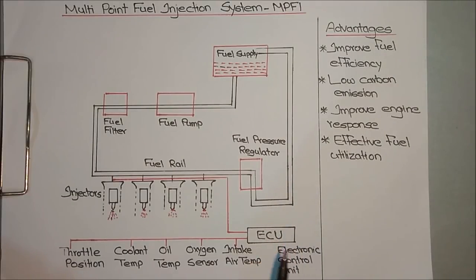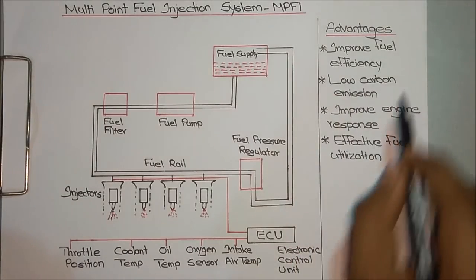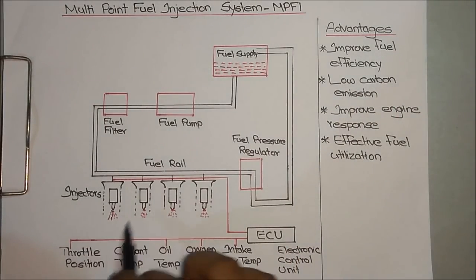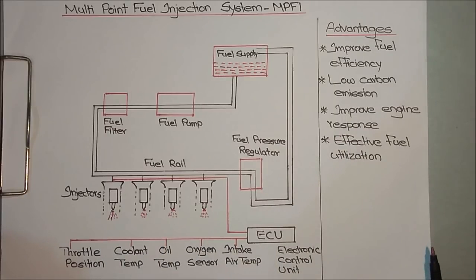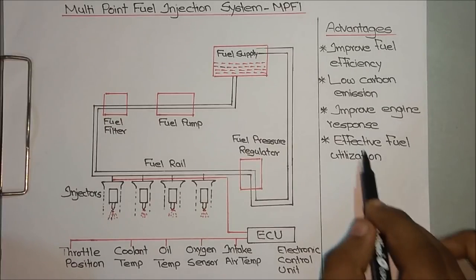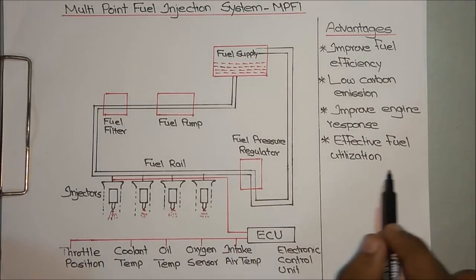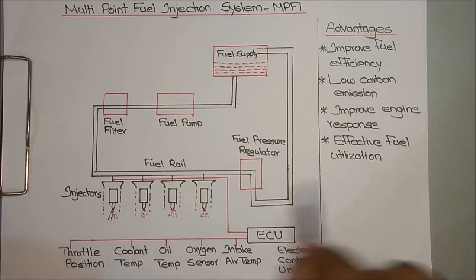The major advantage of this system is that it will increase the fuel efficiency. And there will be low carbon emission because we are using the fuel much more efficiently than in the carburetor system. And there will be good engine response. It means if you need a sudden acceleration, then the ECU can sense it and provide a sufficient amount of fuel so that we can get good engine performance, as well as utilize the fuel without any kind of wastage, so effective fuel utilization is also obtained. So this is all about the multi-point fuel injection system.